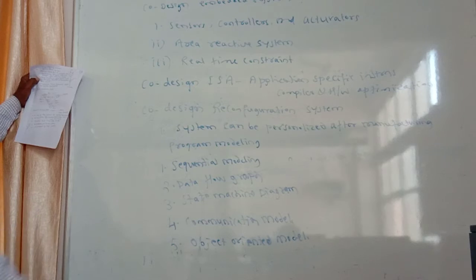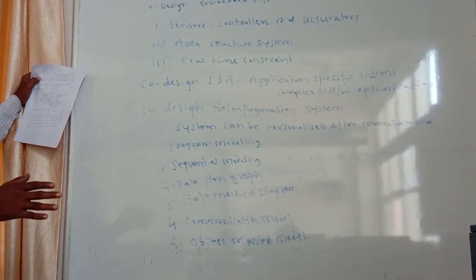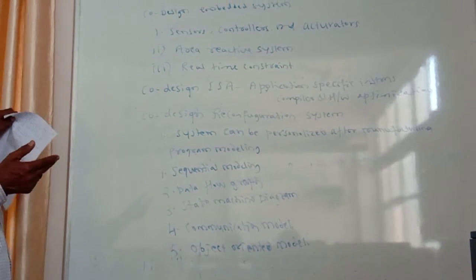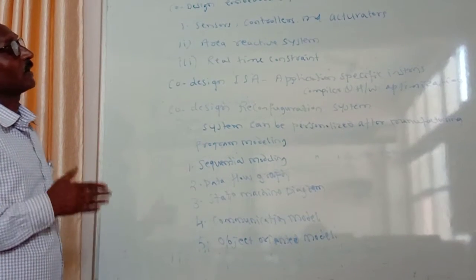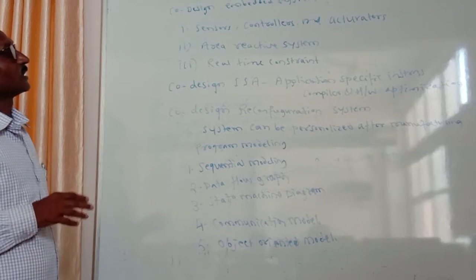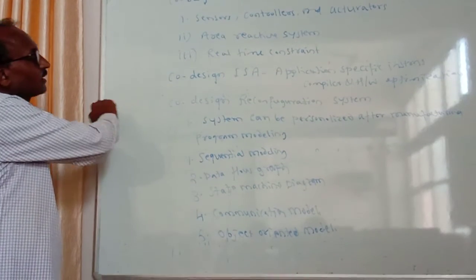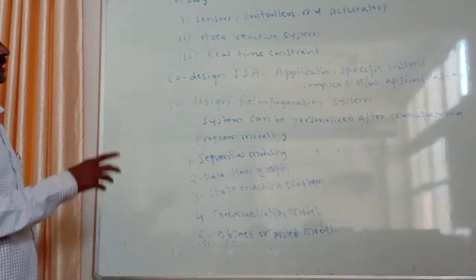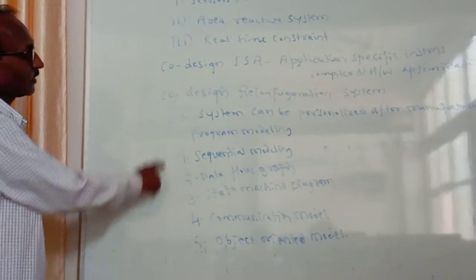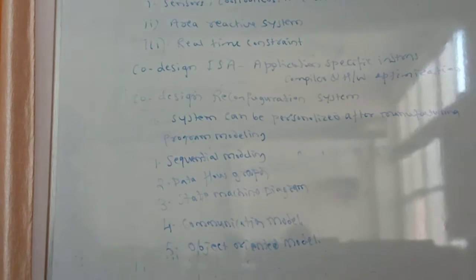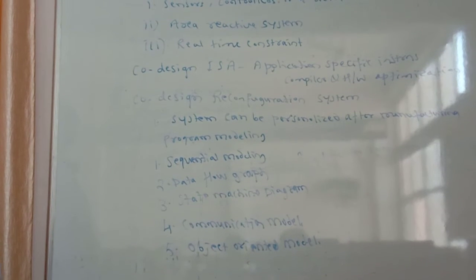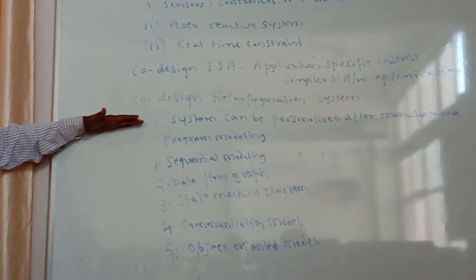In code design, ISA, application specific instruction, both compiler design as well as hardware optimization. Optimization is one of the important parameters to optimize the device, optimize the hardware as well as the software by using specific tools. Then what are the code design reconfiguration systems? These are the configuration systems. So many steps are involved for the programming model. The system can be designed, and afterwards you can personalize it after manufacturing the complete system. So programming model is another important criterion.